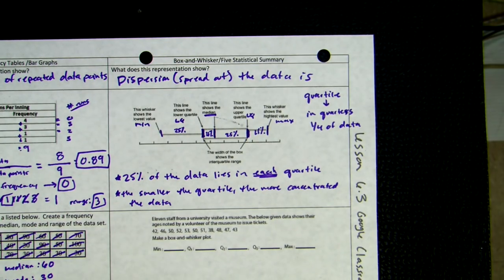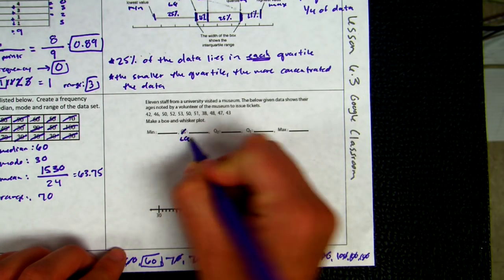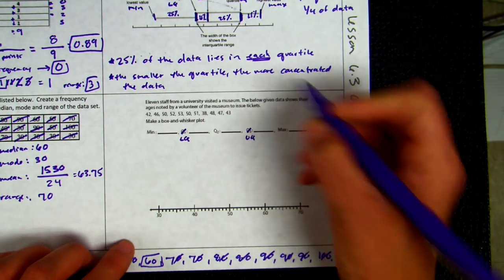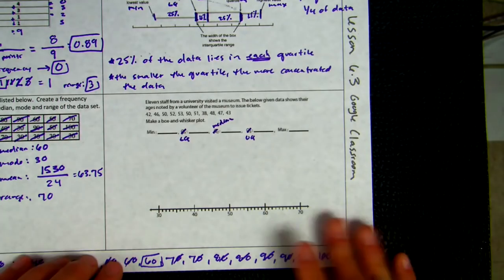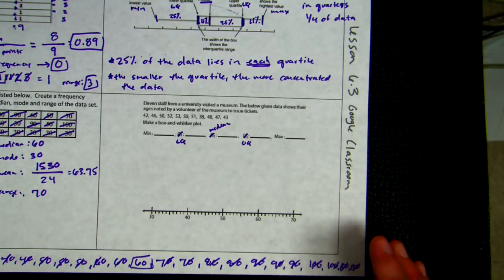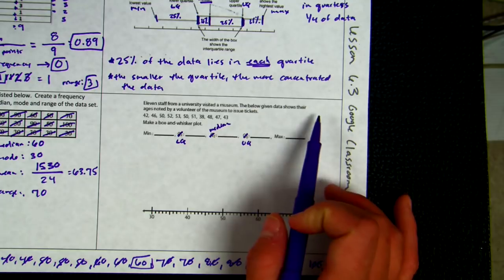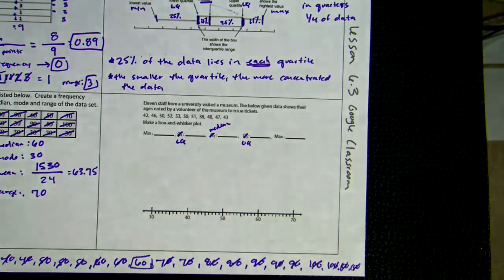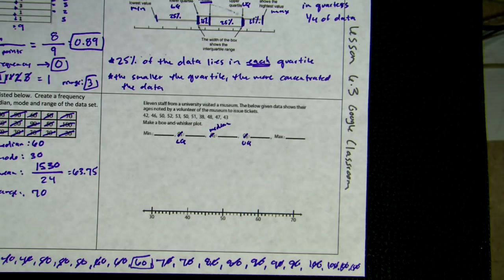Okay, so let's see an actual example of that. I'm going to change some of the things here. Q1 we call lower quartile, Q3 we call upper quartile, and Q2 we call median. So let's actually calculate and draw one of these out. It says 11 staff from a university visited a museum. The below given data shows their ages noted by a volunteer of the museum to issue tickets. Make a box and whisker plot.